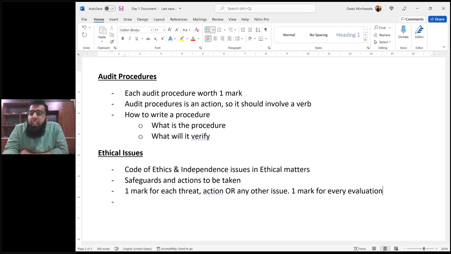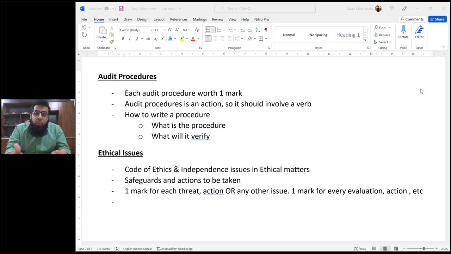Okay, so when I use this word that you people have to give an evaluation, what I mean to say is that you have to discuss how this issue can increase or decrease. Yes, one mark for every evaluation point. Like if you write three or four evaluation points, you can get three or four marks.